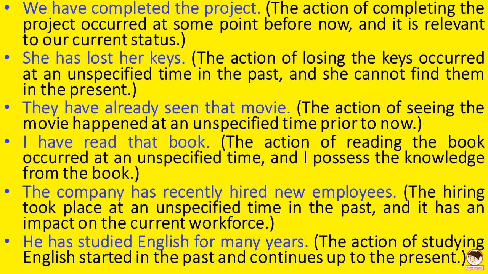We have completed the project. The action of completing the project occurred at some point before now, and it is relevant to our current status. She has lost her keys. The action of losing the keys occurred at an unspecified time in the past, and she cannot find them in the present. They have already seen that movie. The action of seeing the movie happened at an unspecified time prior to now.